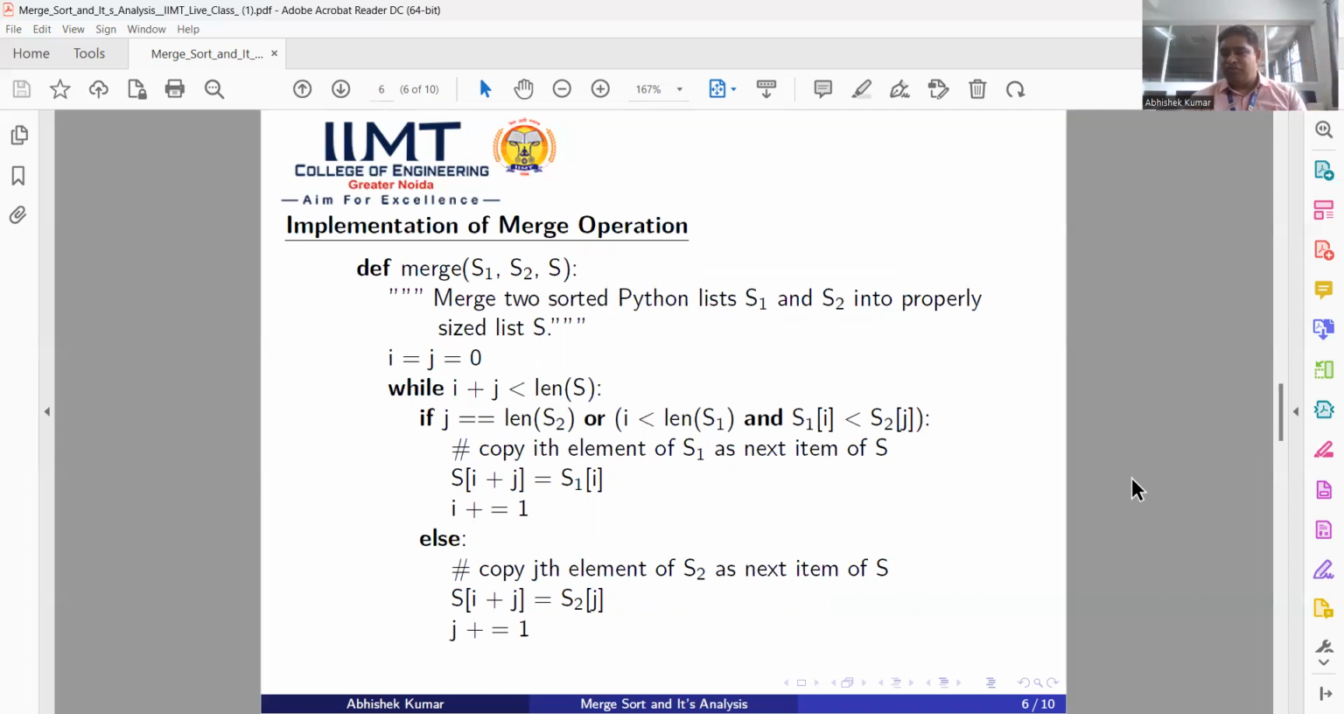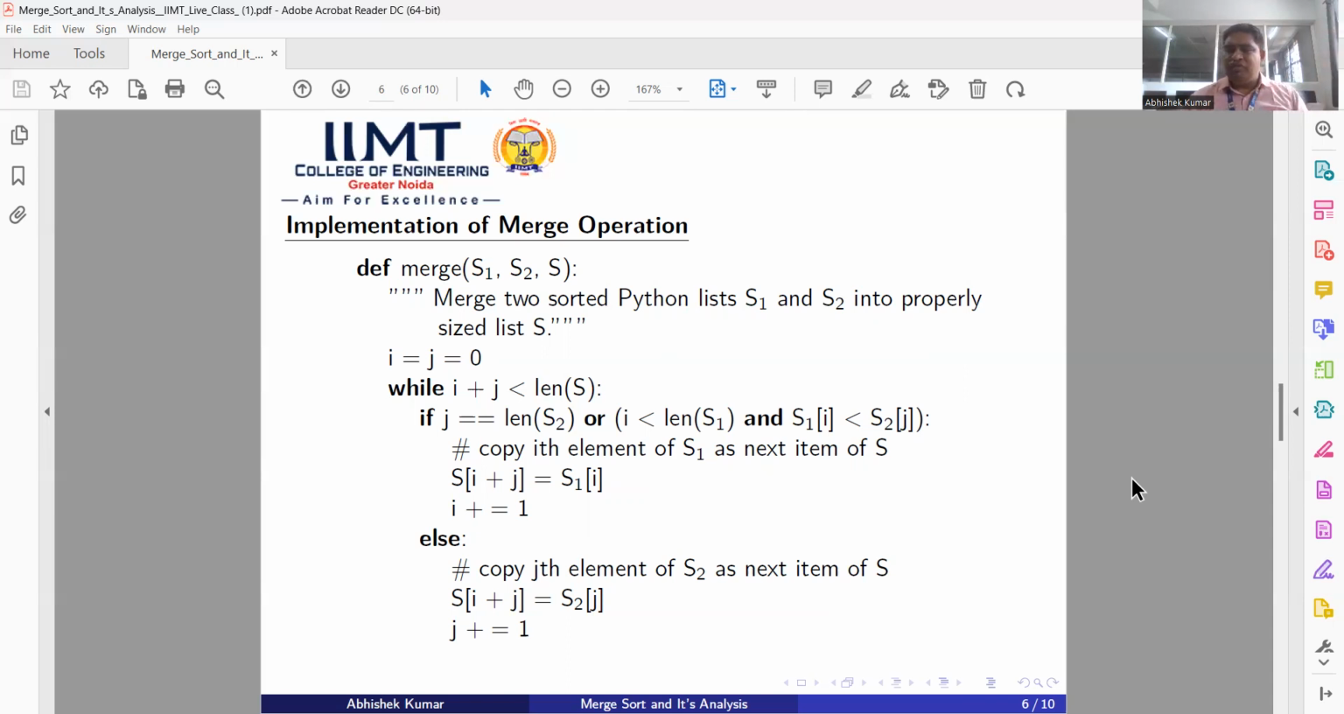And up to how many times are we doing these operations? We are doing these operations until the i plus j value is less than length of s. So in the worst case, we have to do these operations up to n number of times, because length of s will be n. Because in a particular sequence, our assumption is that it has n number of elements. So this is the simple merge operation.